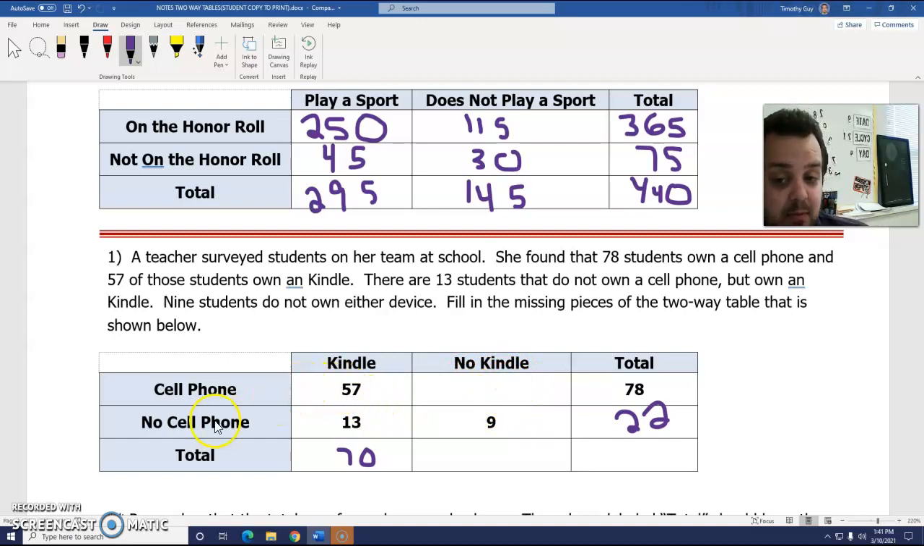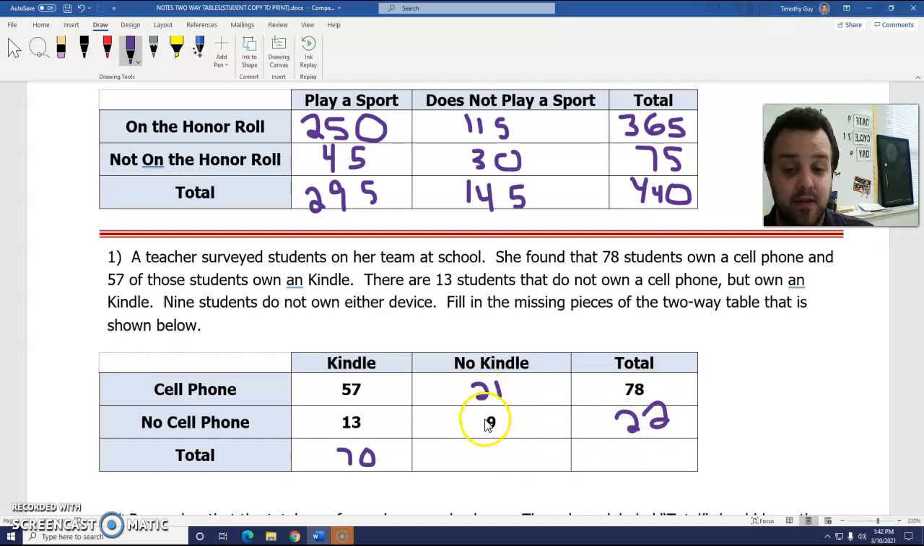I also can fill in this spot right here, the cell phone but no Kindle spot, because I know how many people with a cell phone own a Kindle and how many people own a cell phone altogether. I can subtract these two to figure out this number in the middle. So 78 minus 57 is going to give me 21. Now I'm off to the races. I have enough to figure out the rest of this information.